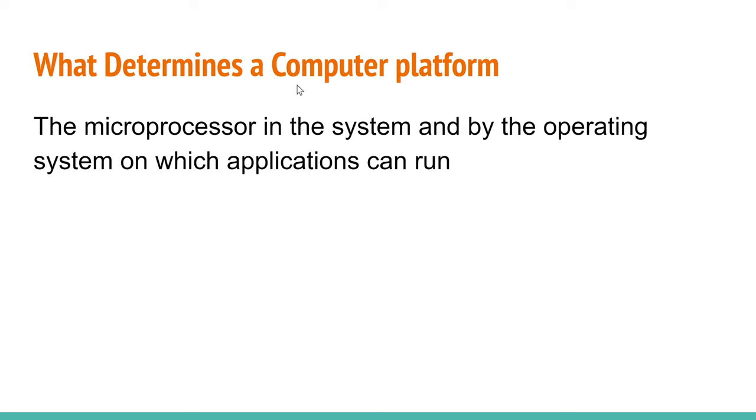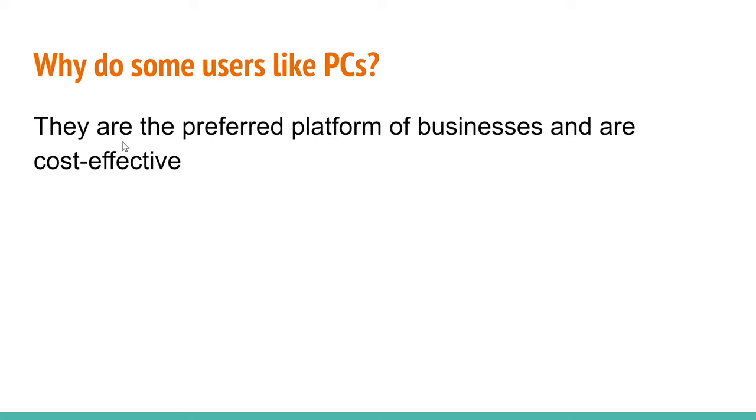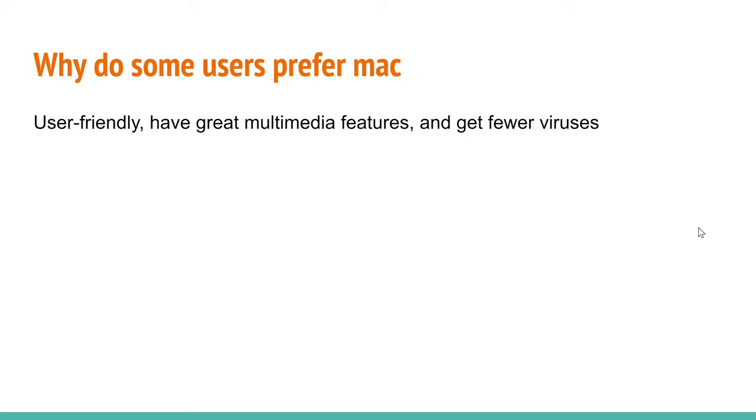What determines a computer's platform? The microprocessor in the system and the operating system on which the applications can run. Why do some users like PCs? They are the preferred platform of businesses and are cost effective. Why do some users prefer Mac? User-friendly, have great multimedia features, and get fewer viruses.